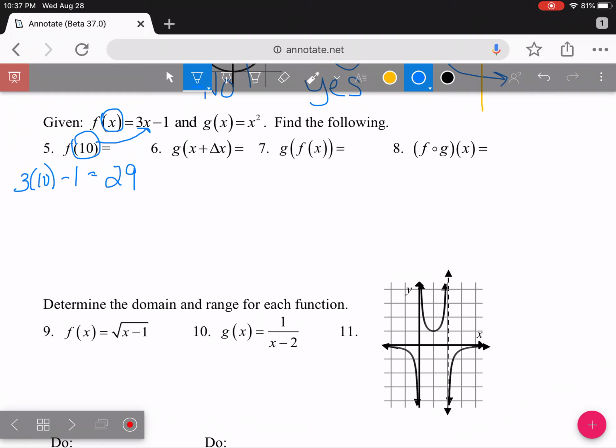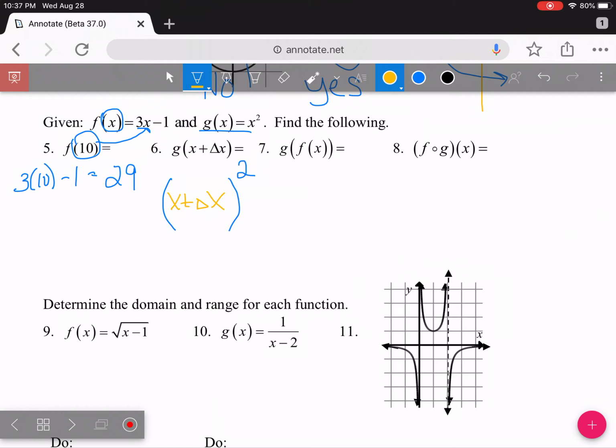Well, what about g of x plus delta x? Well, g of x is just x squared. So let's write that function. We have something squared, and then instead of x in here, we're going to put this quantity in there. So we just put that in, x plus delta x. And we could be done right here because we're in calculus, and in calculus we don't have to simplify.